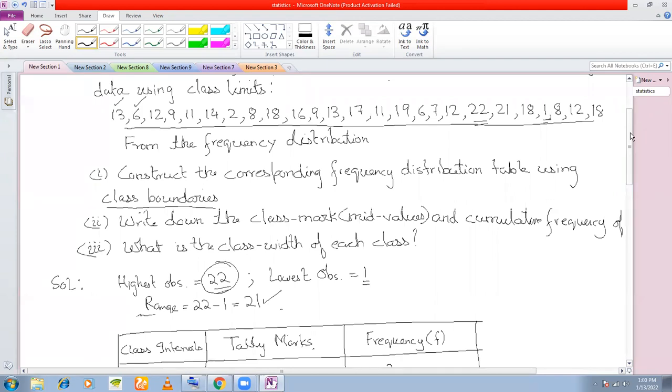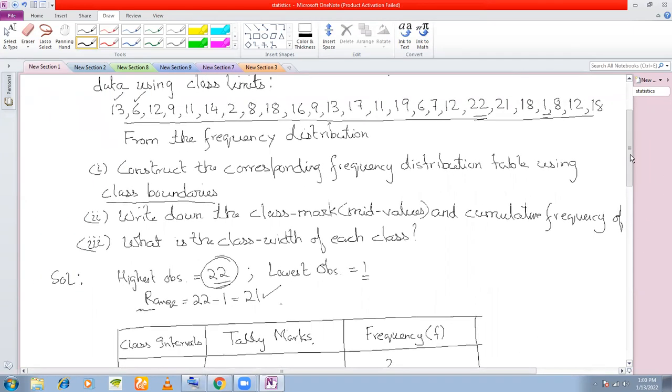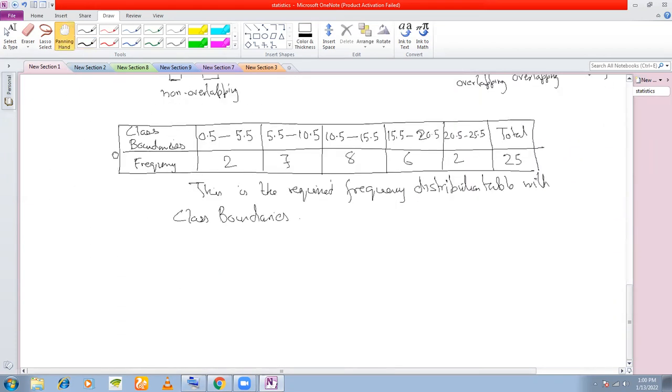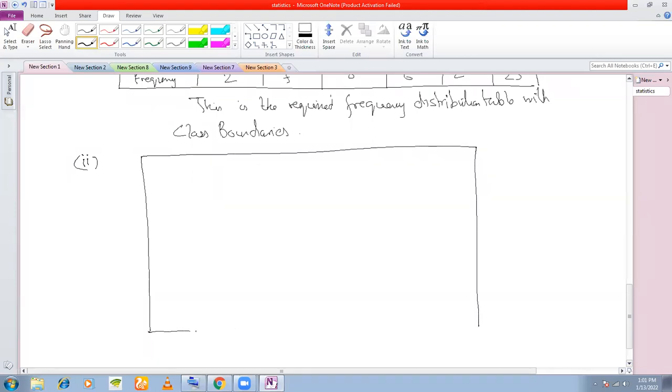Class mark is also called the mid values, and the cumulative frequency of each class. In order to write the class mark and the cumulative frequency of each class, you construct the following table. So for number 2, you construct this table. You make 3 columns, because you have to write for each class.